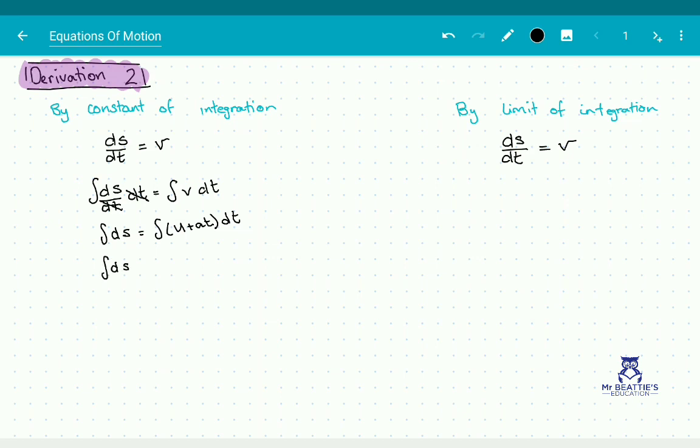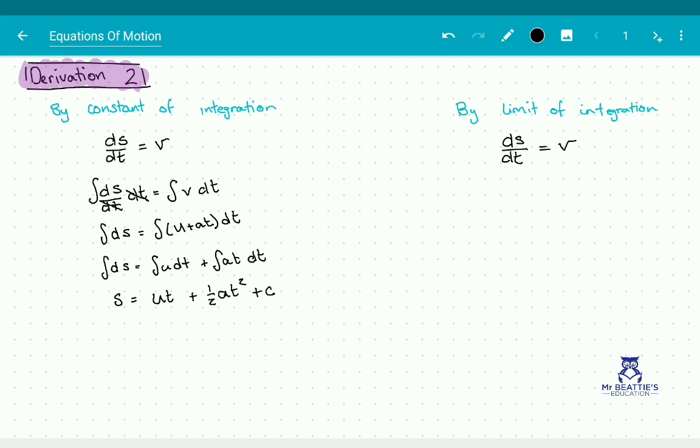So the integral of ds, and then I'm going to separate out this bracketed part of the plus, so we're going to have the integral of u dt plus the integral of at dt. Okay, when we then carry through that integration, we're going to have s is equal to ut plus a half, because we've got a squared, bring down the new power, at squared plus c.